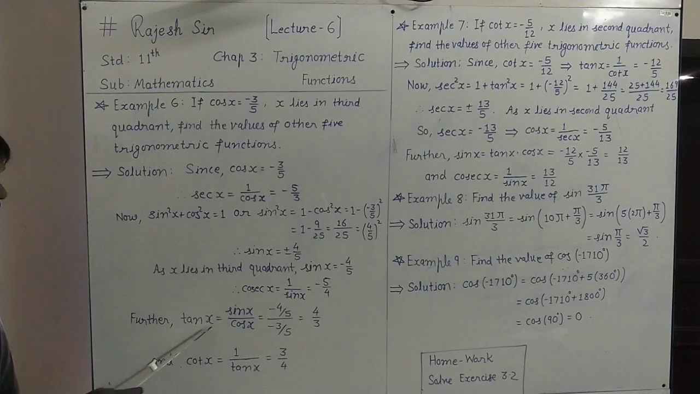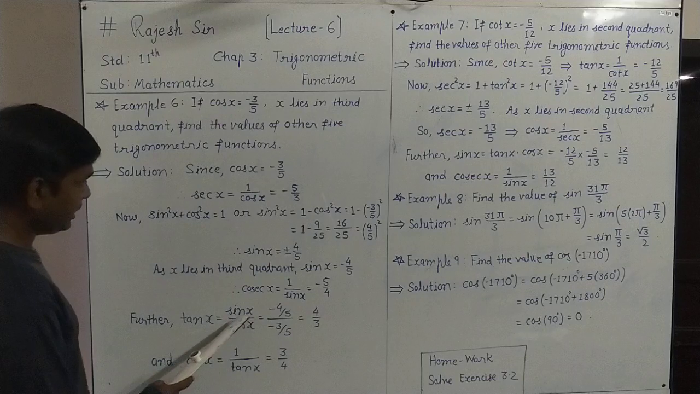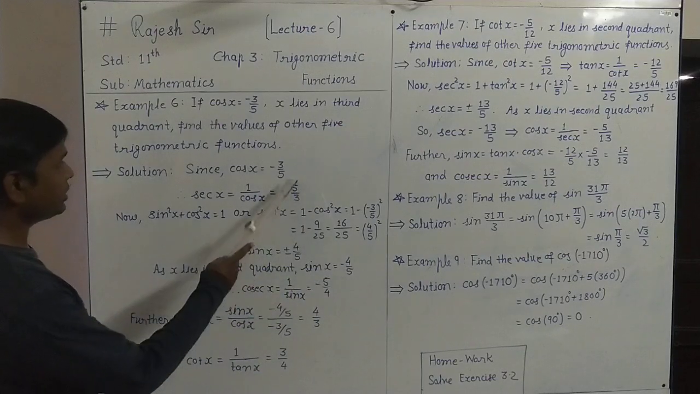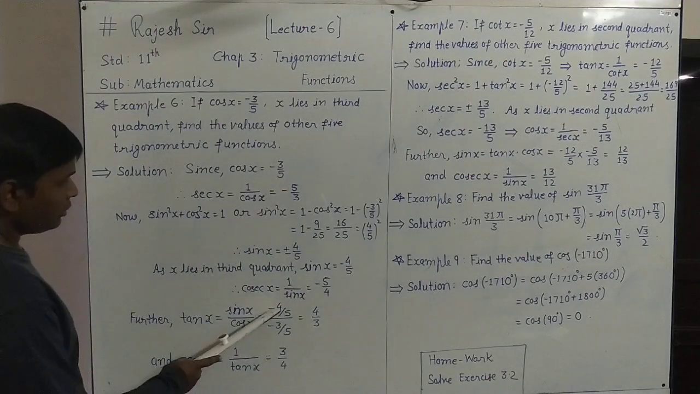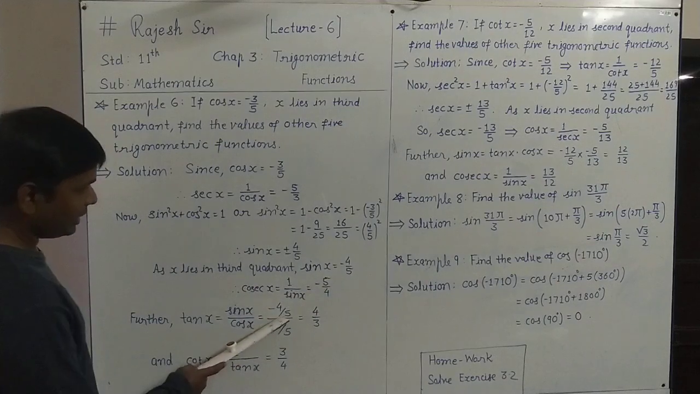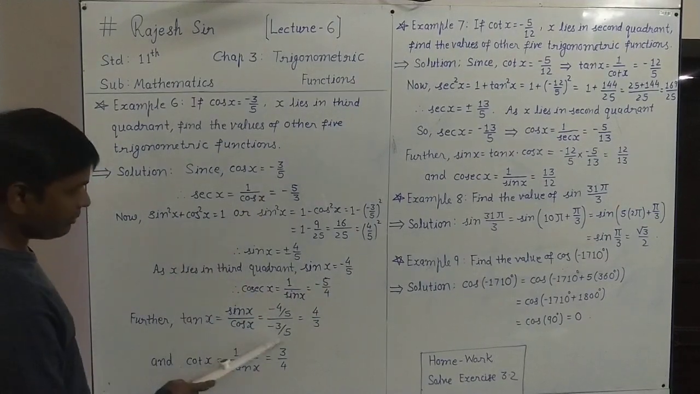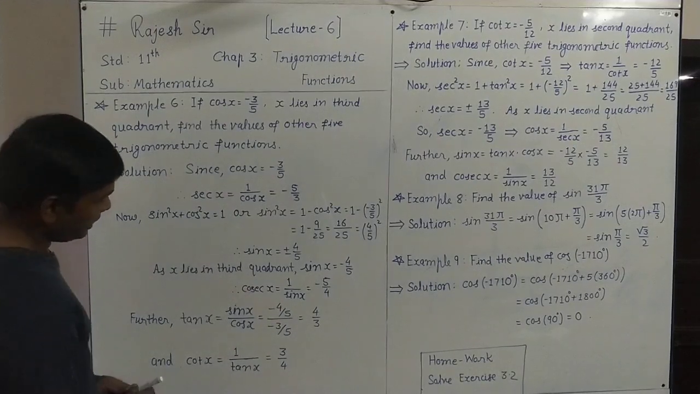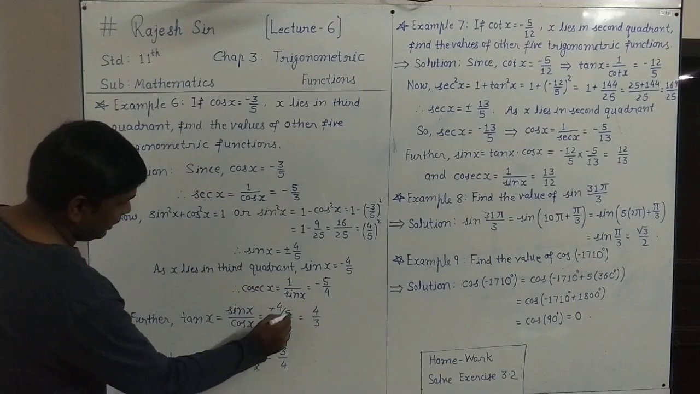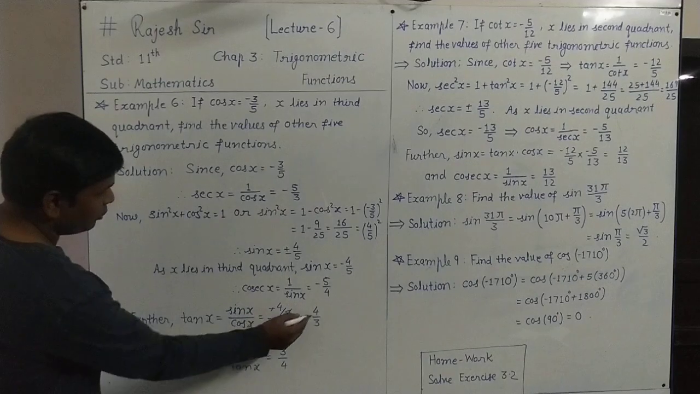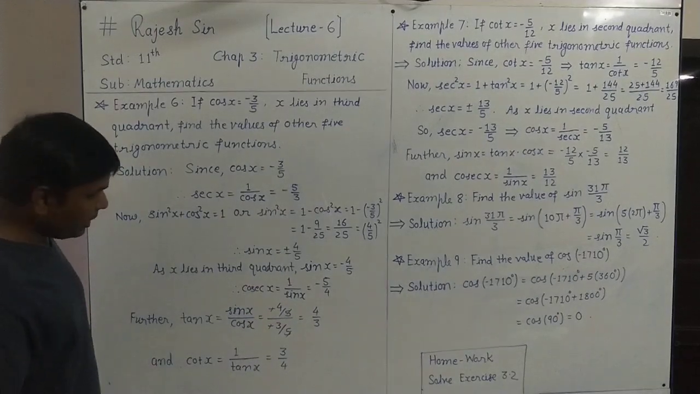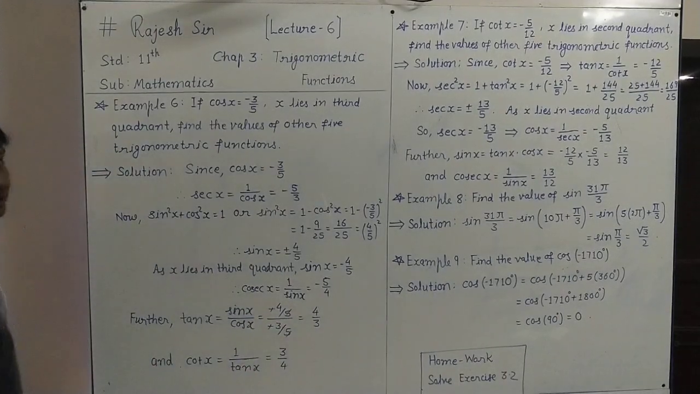Next, tan x equals sin x upon cos x. This formula also we know. Now we have the sin x value and cos x is given. So the sin x value that we obtained, minus 4 by 5, we write there. Cos x is the given value, minus 3 by 5. Up and down, the minus signs cancel, and this 5 also cancels. So 4 by 3 is the value of tan x.